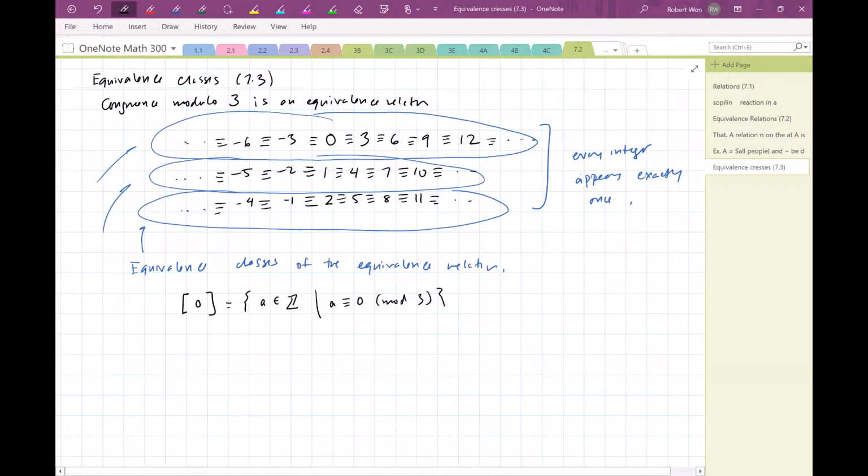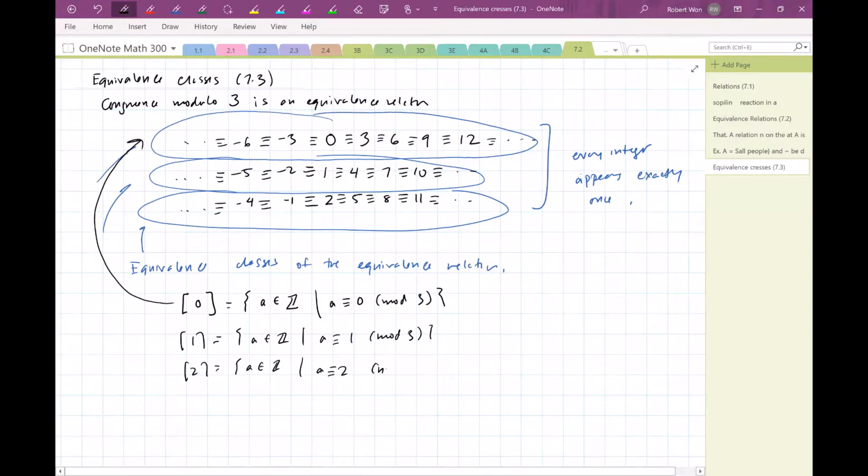So this is an entire set of integers. This is the first set on my list. This small notation, bracket 0, represents that entire set of infinitely many integers. Similarly, bracket 1 will be all the integers that are equivalent to 1 mod 3. So that's the second list on my set. And bracket 2 will be all the integers that are equivalent to 2 modulo 3. That's the third list.